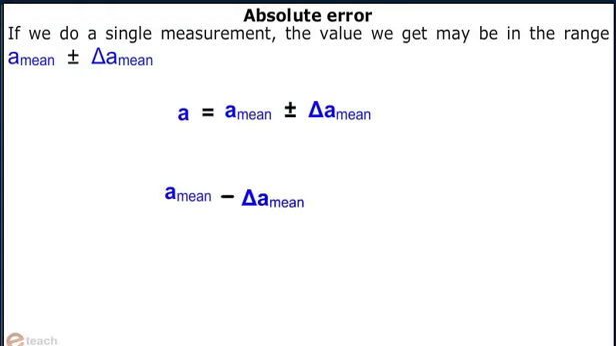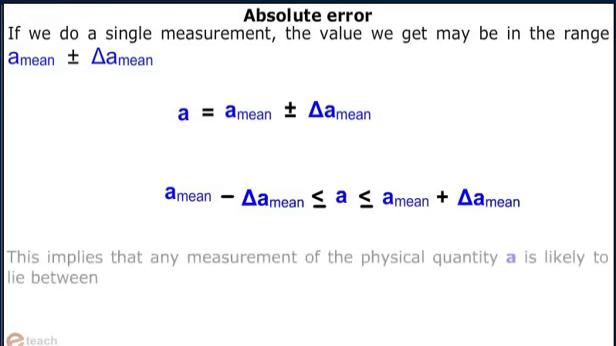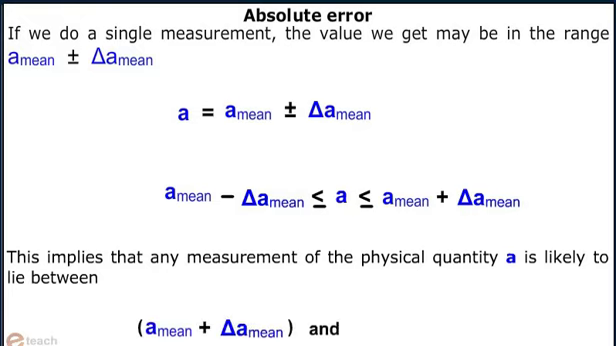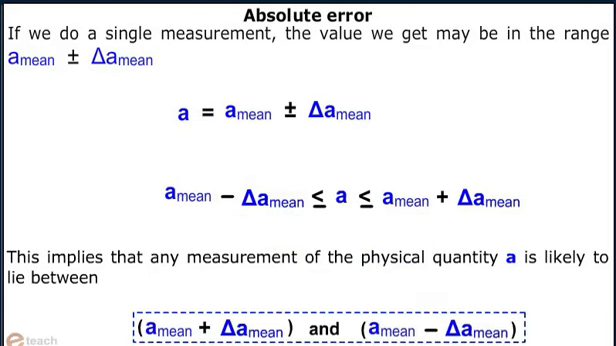a mean minus delta a mean is less than or equal to a, which is less than or equal to a mean plus delta a mean. This implies that any measurement of the physical quantity a is likely to lie between a mean plus delta a mean and a mean minus delta a mean.